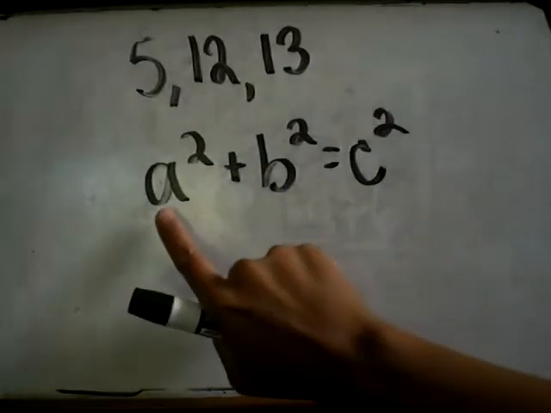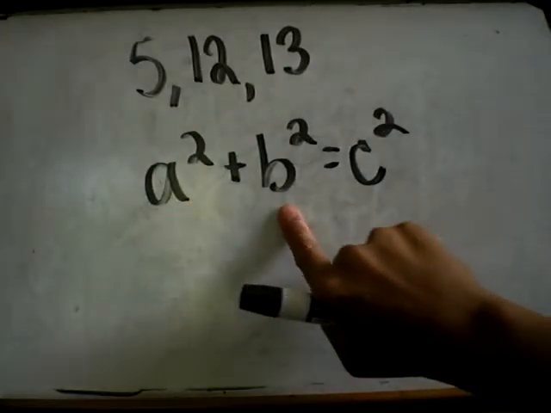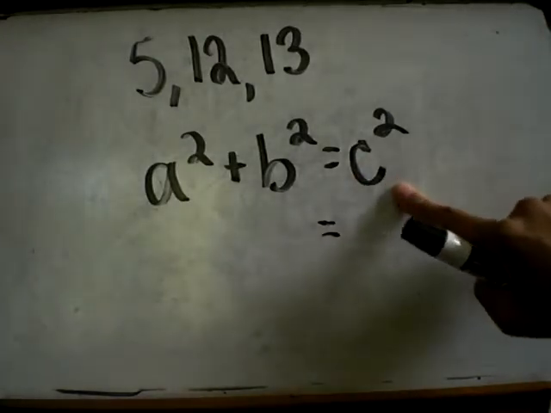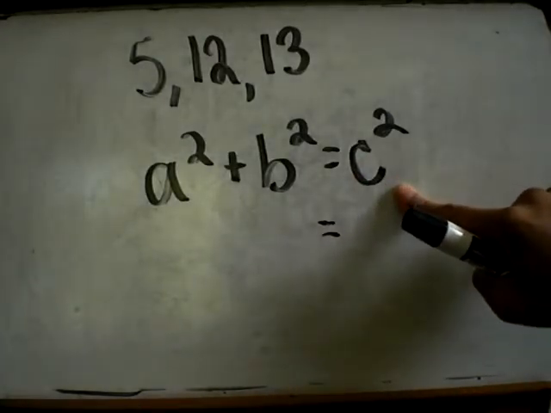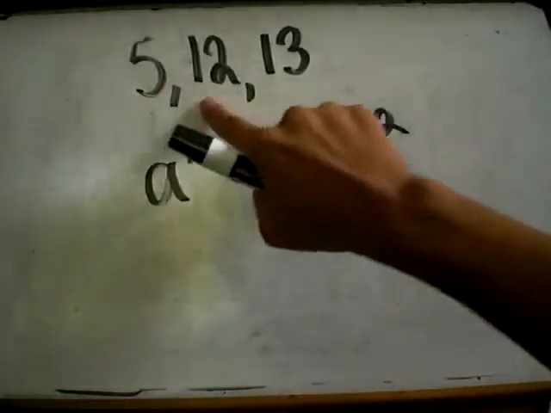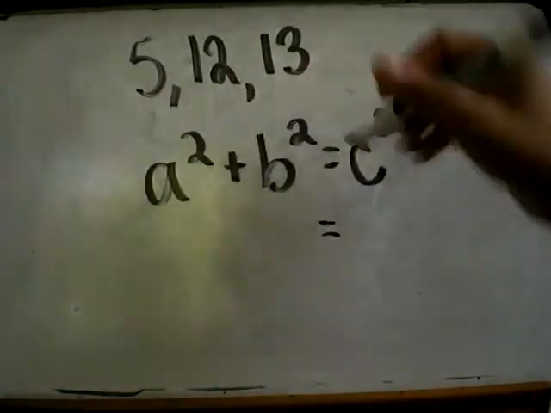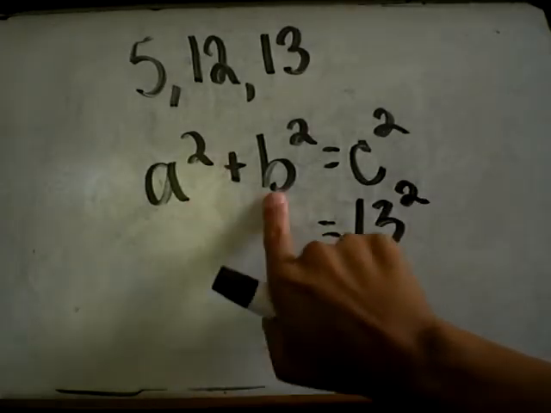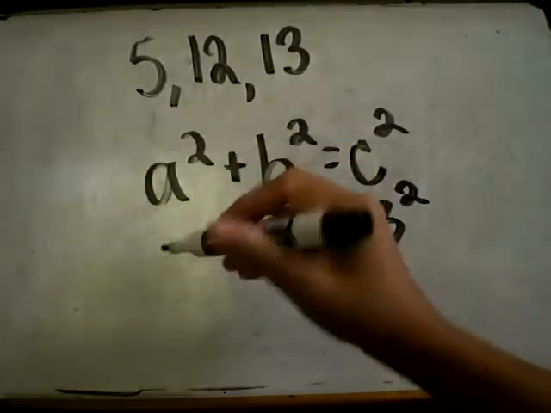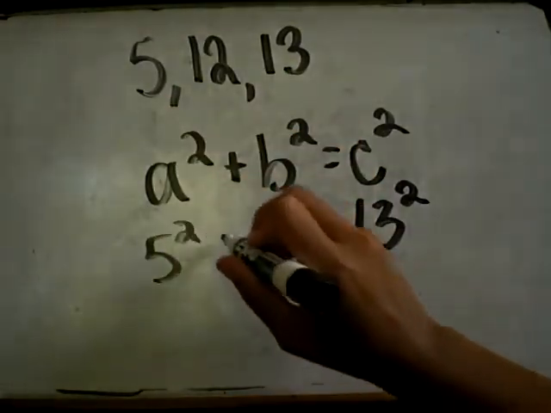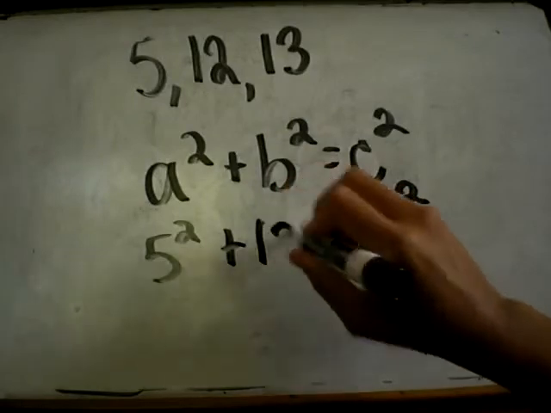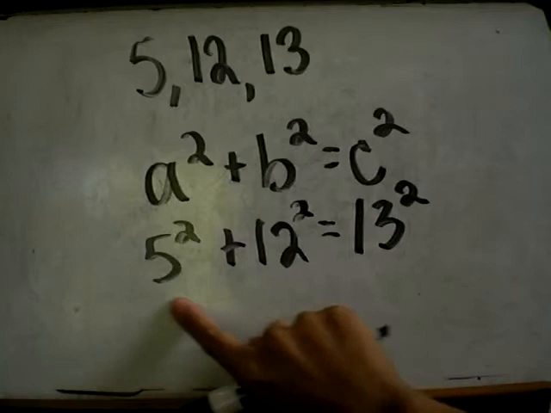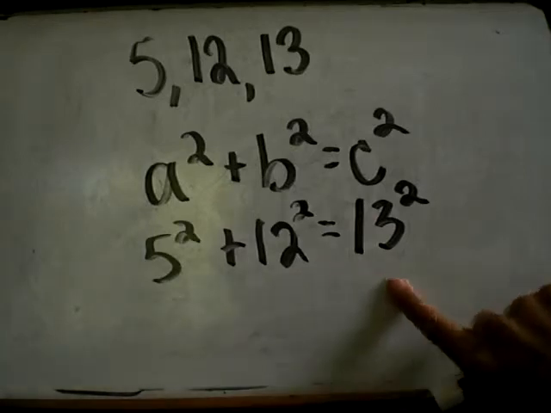So what do we plug in for A? What do we plug in for B? What do we plug in for C? Well, it's obvious what we plug in for C, because remember, C is the longest side, the hypotenuse. So C is 13 in this case, so 13 squared. A and B don't really matter, and what we have left are 5 and 12. So we can make this 5 squared, and then plug in 12 for B, so 12 squared. Now does the left side of the equation equal the right side?